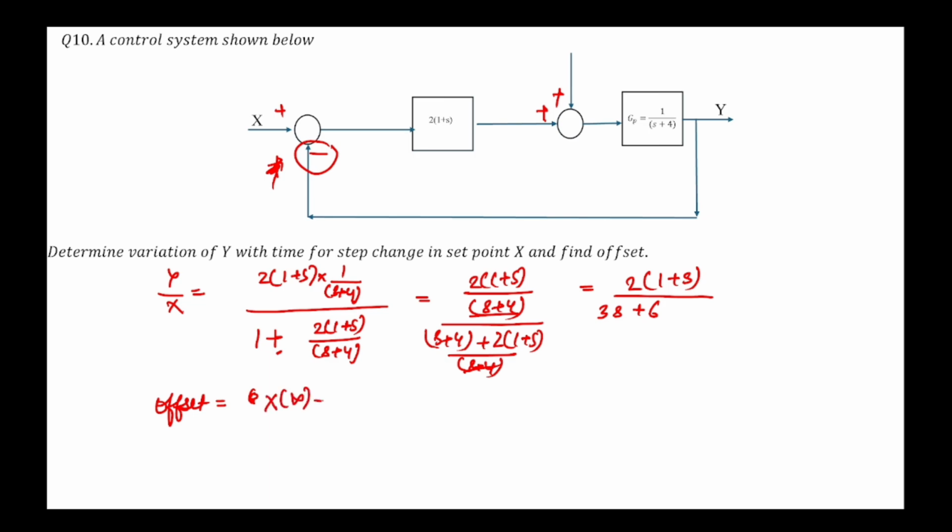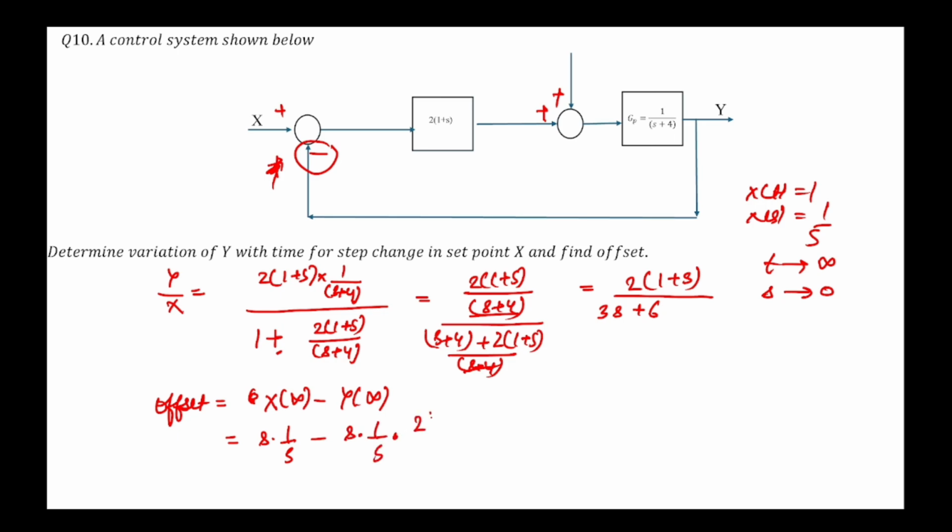Now offset, we know that offset is equal to x infinite minus y infinite. So x infinite will be s into 1 upon s, because unit step change in the set point. So x(t) is equal to 1, so x(s) is equal to 1 upon s, at t tends to infinity, s tends to 0, final value theorem. So s into f(s) will be this: minus s into 1 upon s into 2(1 plus s) by (3s plus 6). So this cancels, this cancels, this will be 1 minus 2 by 6, which is 1 by 3. So offset is equal to 2 by 3. So this is the offset.